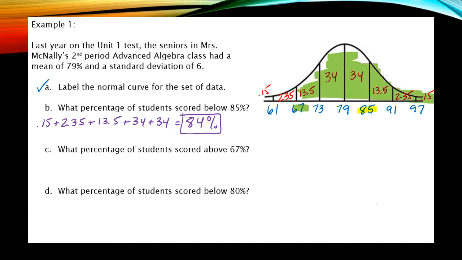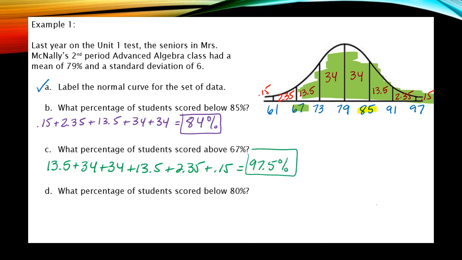So I'm going to be adding up 13.5 plus 34 plus 34 plus 13.5 plus 2.35 plus 0.15. So if I add up all of those things, I get 97.5%. So that means that 97.5% of them scored better than a 67%.